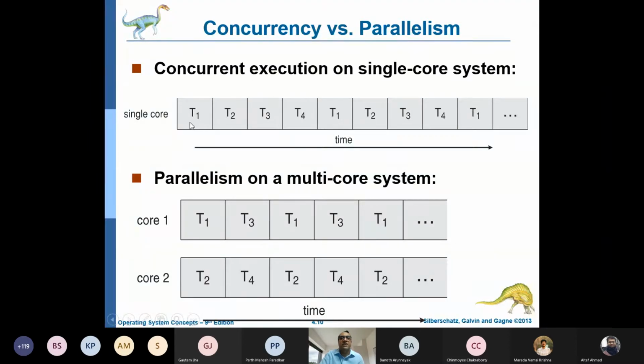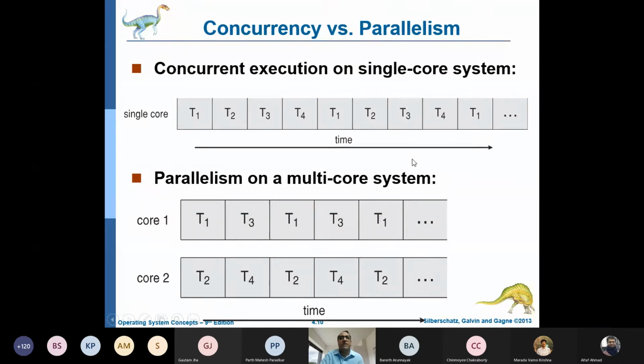Suppose a process has 4 threads, scheduled in this way. Since only one processor is available, the threads are interleaved. If multiple cores are available, then those threads are scheduled in a parallel way. Thread 1 and thread 2 can run parallelly, simultaneously, and thread 2 and thread 3 can run simultaneously. Whereas here, at any point of time, only one thread of execution is possible.